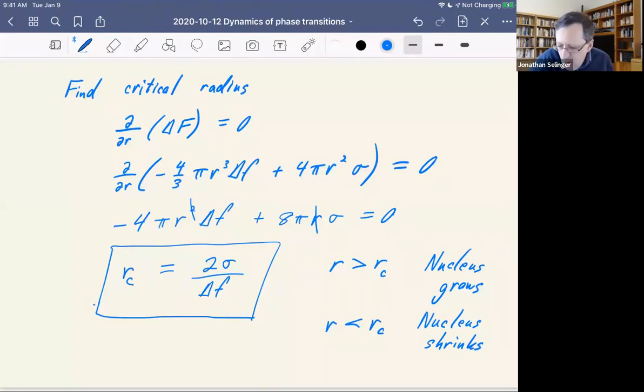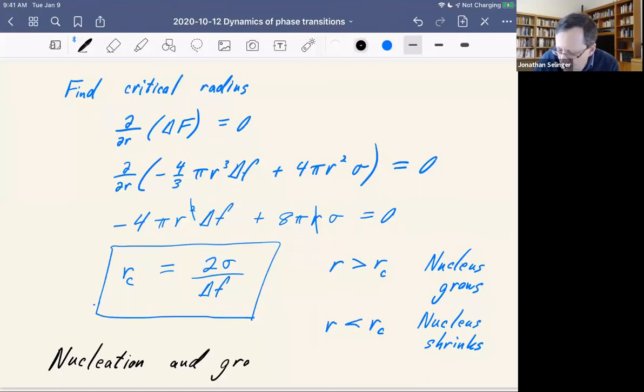And therefore, we need to form a new nucleus. And so we are stuck in the old state until we get at least one nucleus which is bigger than this critical radius. And then it can start to grow and grow and grow more and more, and eventually take over the whole system. So this makes a dynamic process which goes by the name of nucleation and growth.